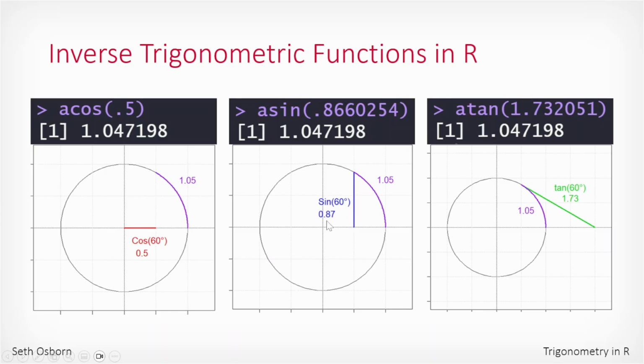Similarly, if we input 0.87 for arc sine, we're going to get the exact same arc, because that's the arc that corresponds to this value of sine. And similarly, if we put in arc tangent, ATAN, for 1.73, which is this particular line segment, it's going to spit out the same 1.05 arc length, because in all three cases, this same arc corresponds to this value of cosine, this value of sine, and this value of the tangent. So that will be valuable. That will be useful for solving certain kinds of problems, as we'll see.